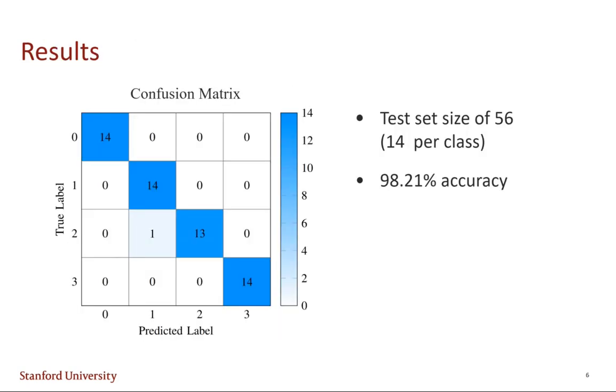Our method achieved a test accuracy of 98%, with classification results shown in this confusion matrix. Out of the 56 test trials, only 1 was misclassified. These results show the effectiveness of using a dynamic rubbing motion, tactile sensor information, and a transformer-based model for cloth layer classification.